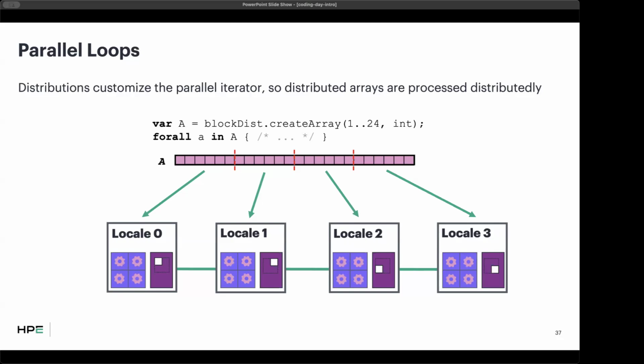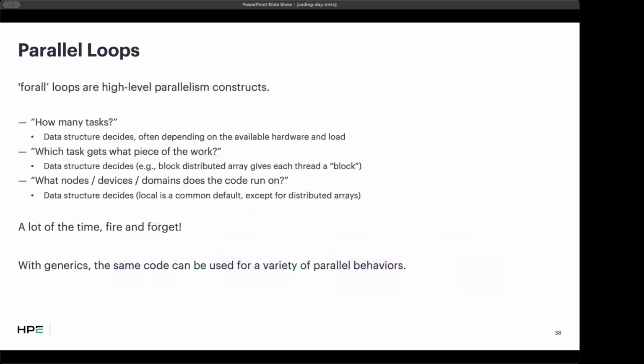And that's exactly what happens when you have a block distributed array over all locales and you use it in a forall loop. And you don't have to do any more thinking about it. In fact, parallel loops are very high level and they make a lot of decisions pretty much for you.